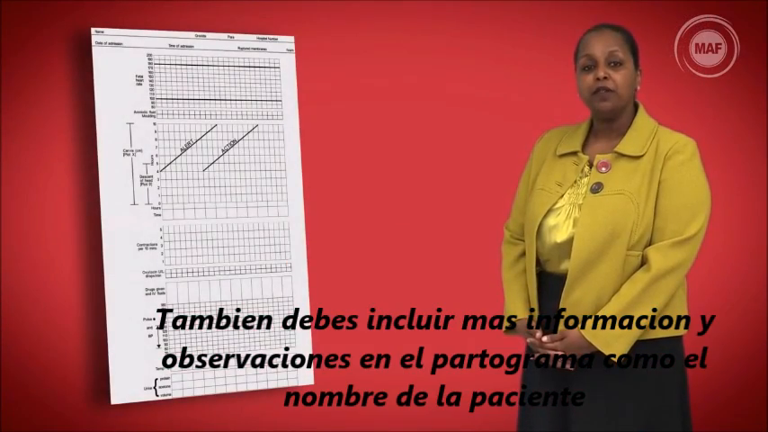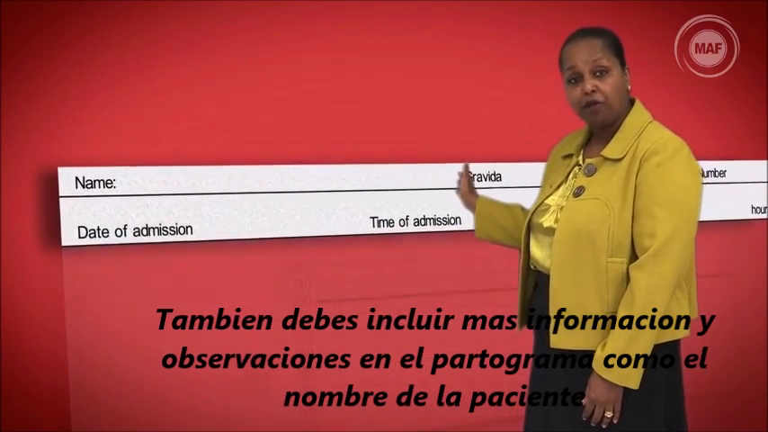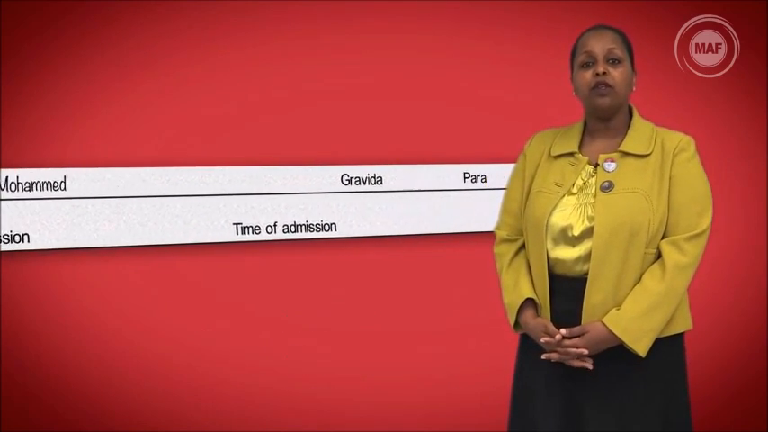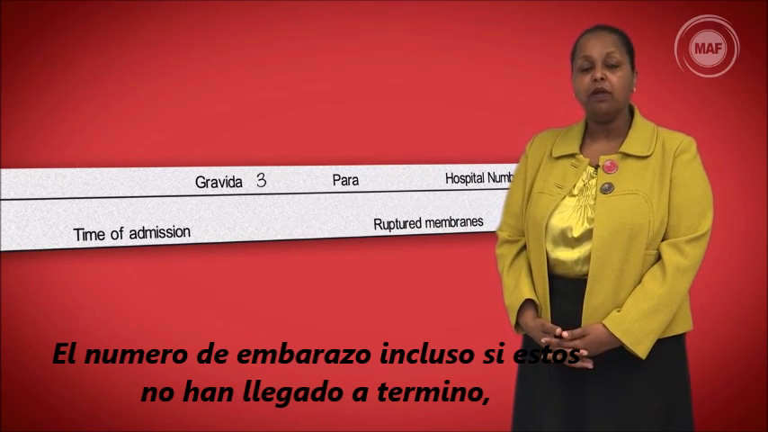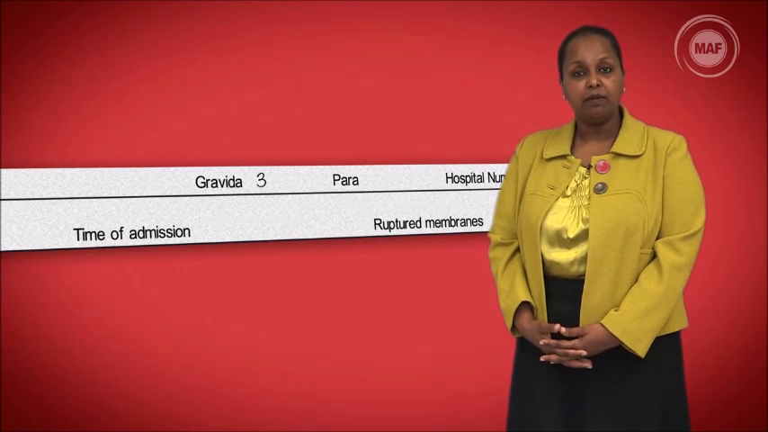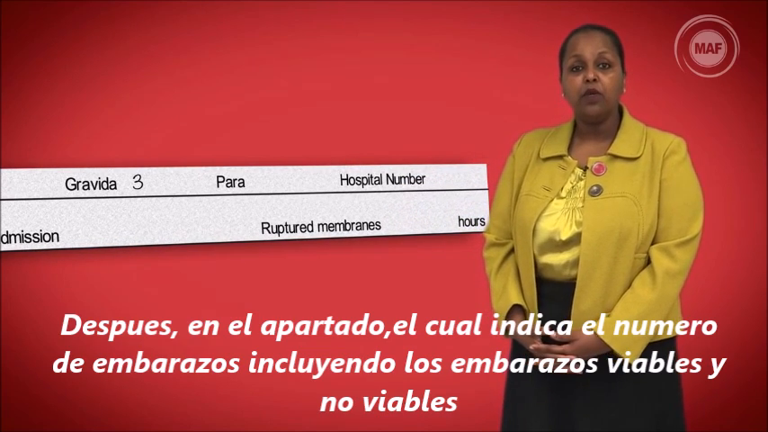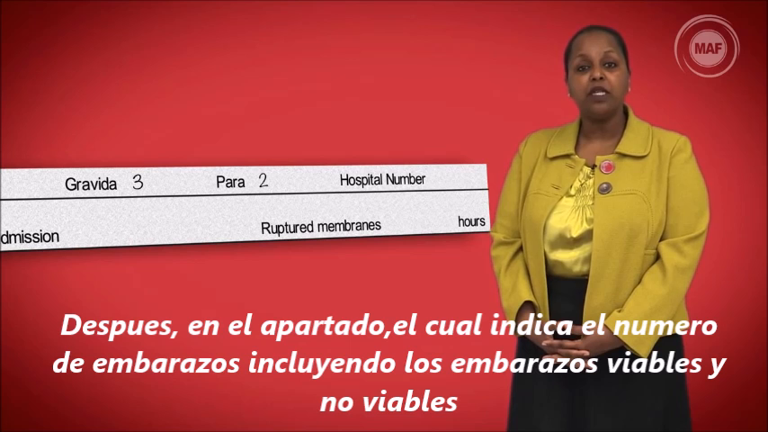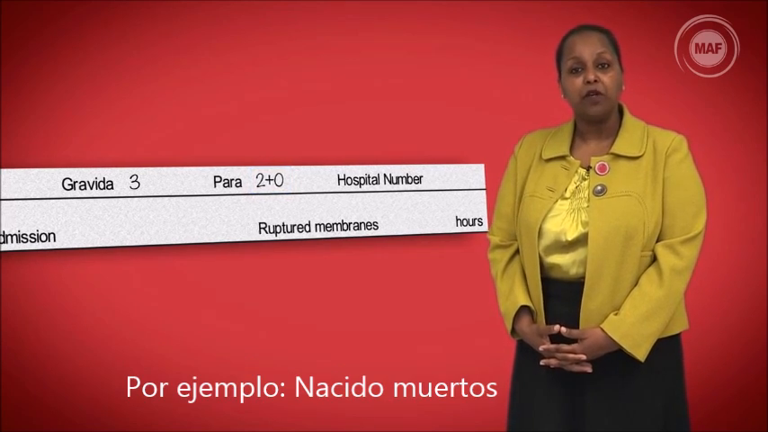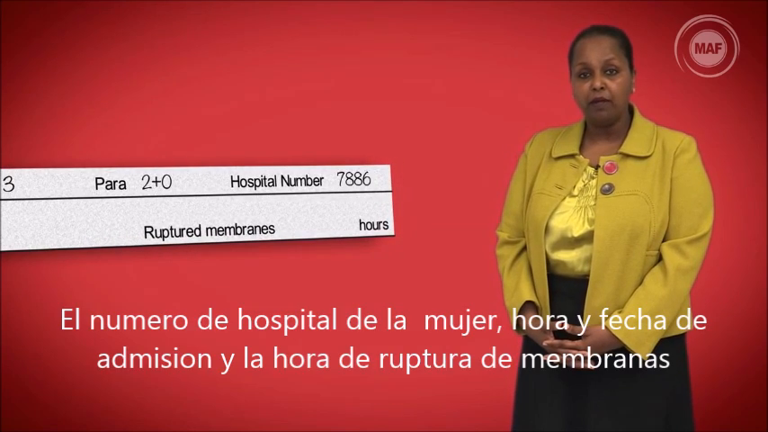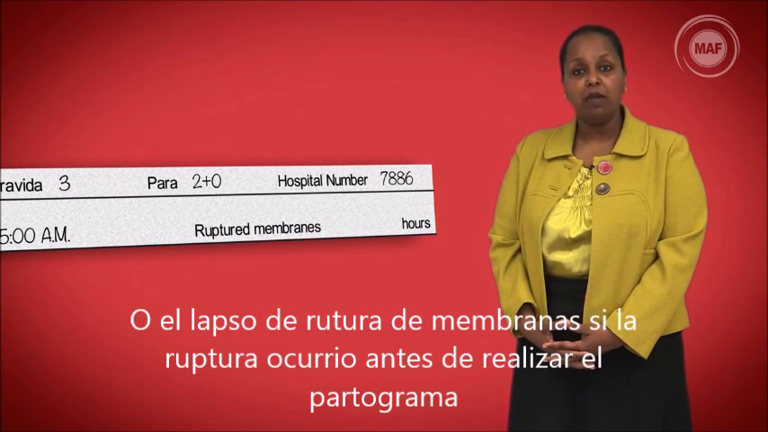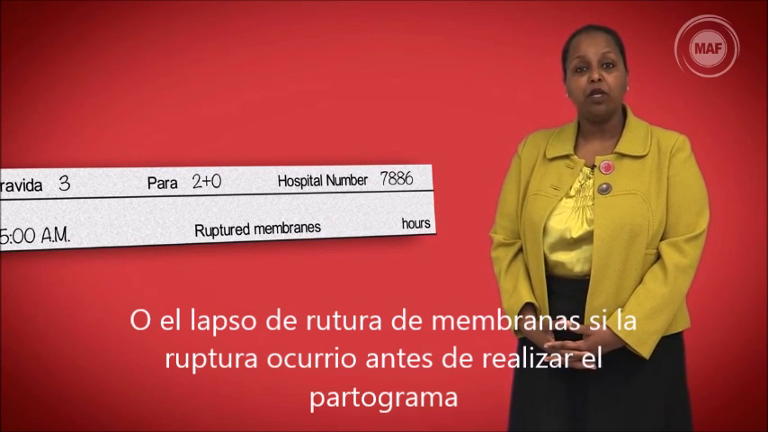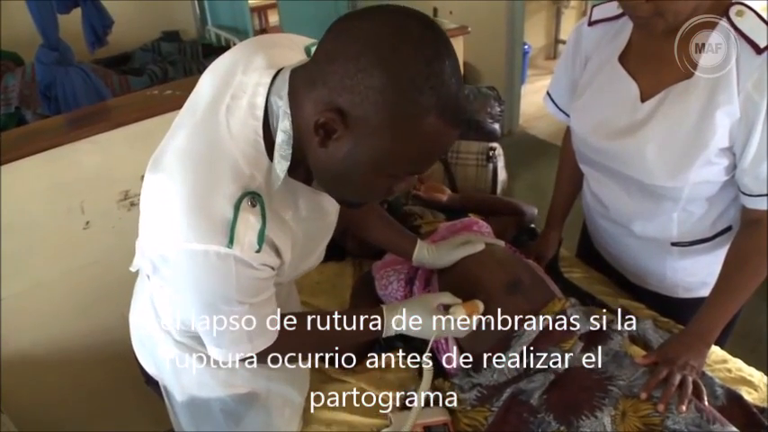You must also include other information and observations on the partograph. Fill out the name, record the number of times the woman has been pregnant, even if these pregnancies were not carried to term. The current pregnancy should be included. Then add parity, which indicates the number of above 24 weeks births, including viable and non-viable pregnancies, for example, stillbirths. The woman's hospital number, date and time of admission, and time of ruptured membranes or time elapsed since rupture of membranes if the rupture occurred before charting on the partograph began.